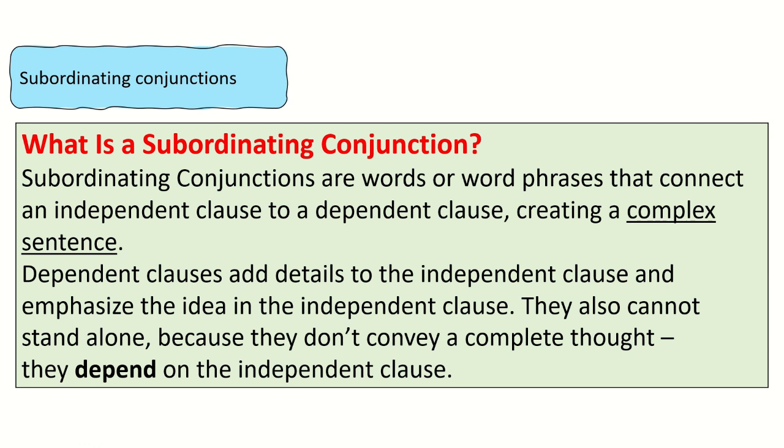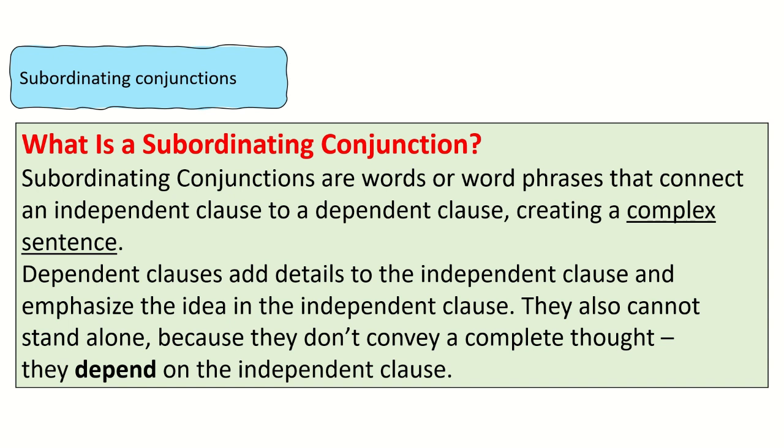So, in general, what is a subordinating conjunction? They are words or word phrases like provided that that connect an independent clause to a dependent one, creating a complex sentence. We said that a clause could be independent or dependent. Dependent clauses add details to the independent clause, emphasizing the idea in the independent clause.